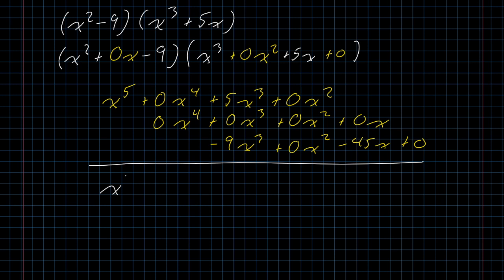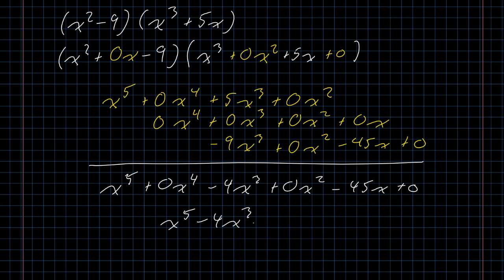So that's x to the 5th plus 0x to the 4th minus 4x cubed plus 0x squared minus 45x plus 0, which we can condense and just call x to the 5th minus 4x cubed minus 45x.